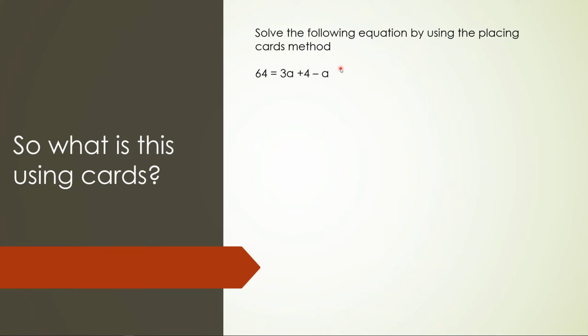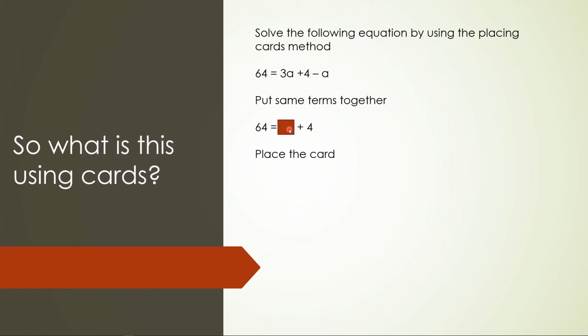Just one thing to remember: if you have more than one letter, it's important that you first put together all the same terms. We have 3a plus 4 minus a. We see we have an a and another a. They're the same terms. 3a minus 1a. Well, what is 3 apples minus 1 apple? We have 2 apples. So let's put it here. 64 equals 2a plus 4. And now we can just put a beautiful box on there.